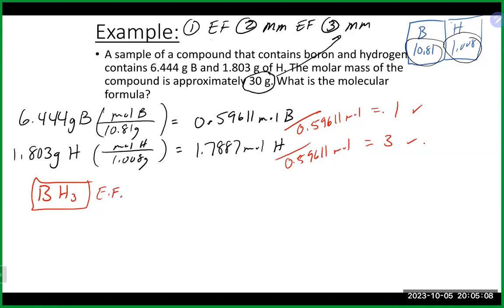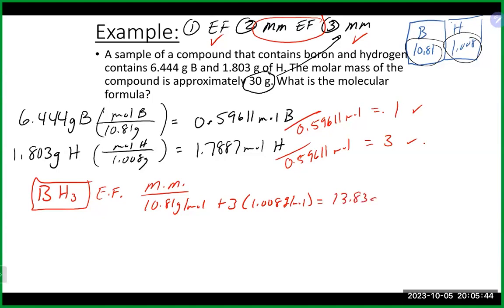So we now have our empirical formula. We have the molar mass of the compound. So the last missing piece that we need is the molar mass of the empirical formula, which obviously we can now calculate since we have it. And the molar mass of this would be 10.81 for our boron, plus 3 times our hydrogens here. And that will give us an approximate molar mass for our empirical formula of, we'll call it, 13.83 grams per mole.